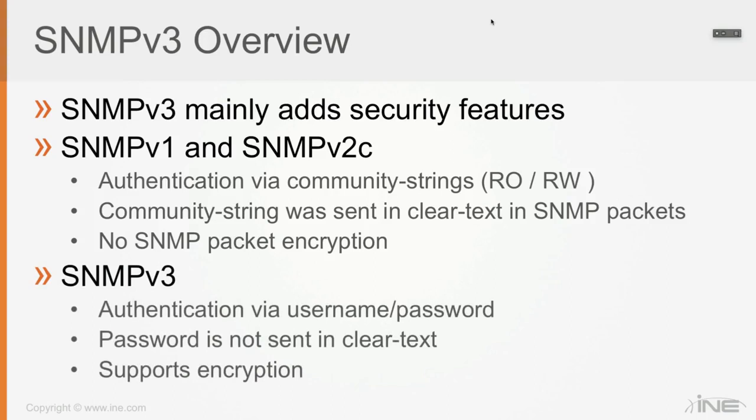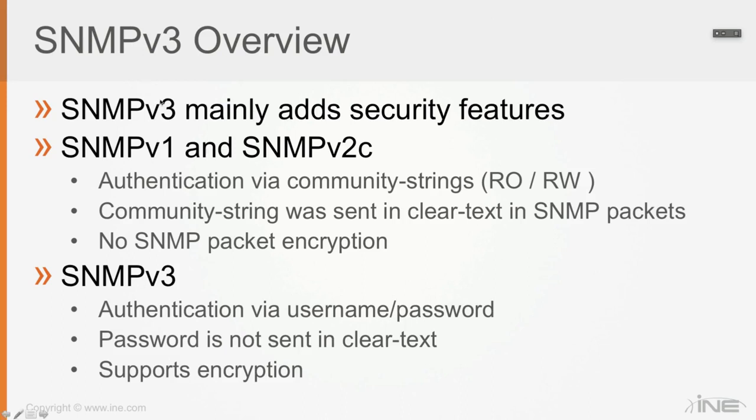Now SNMP version 3 fixes both of those problems, because first of all, authentication is stronger because it's done via username and password, no longer via a pre-shared key, and the password is no longer sent in clear text. It uses hashing to send the password, not in clear text. And also V3 supports encryption of the packets.